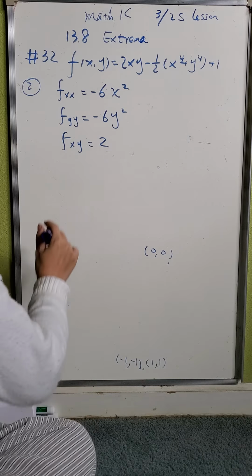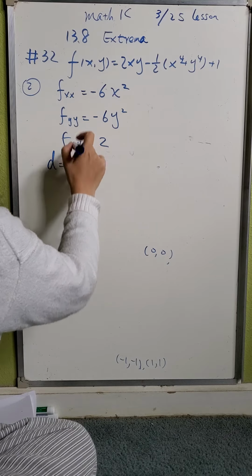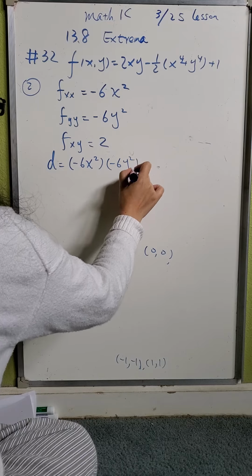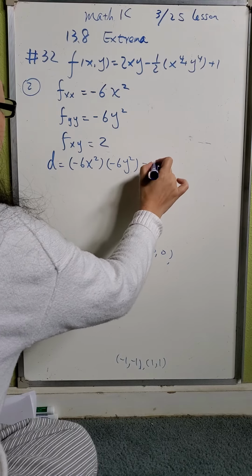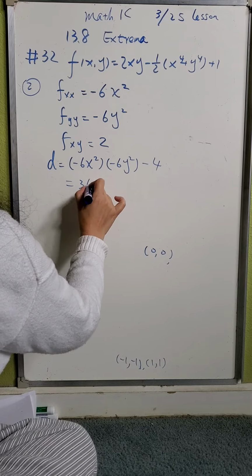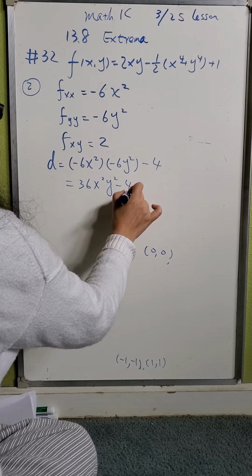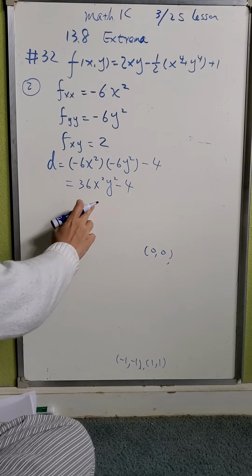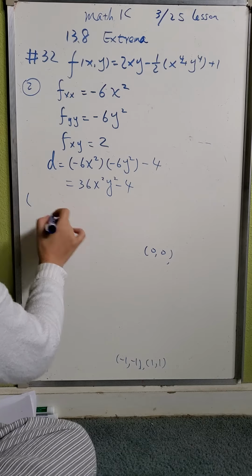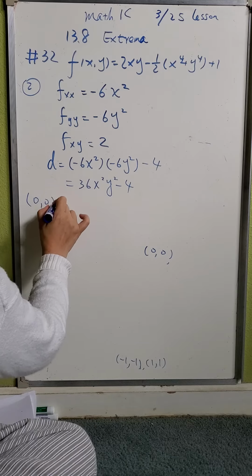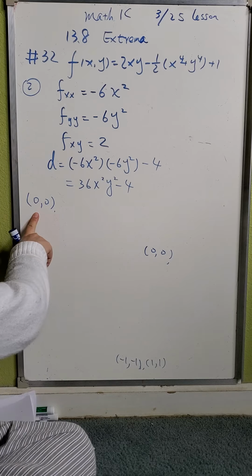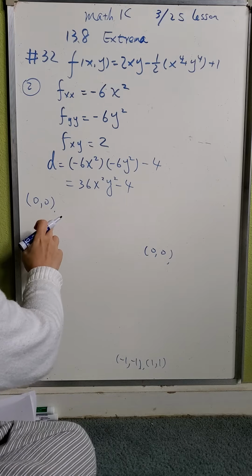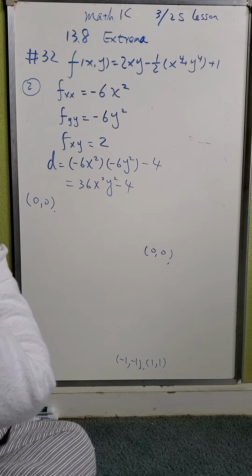And then now we're going to take the test. So negative 6x squared times negative 6y squared, subtract 2 squared, which is 4. So it's equal to 36x squared y squared minus 4. And then now once we get to here, we need to decide what kind of critical point we're going to produce for these three. So (0,0) first. Most of the time when we get (0,0), very likely this will be a saddle point. But we are not sure, so we're going to test anyway.